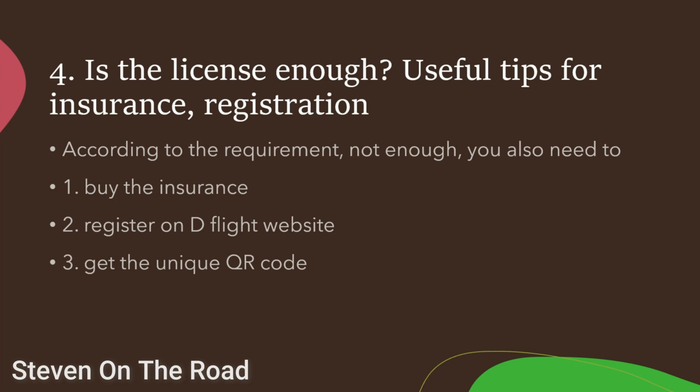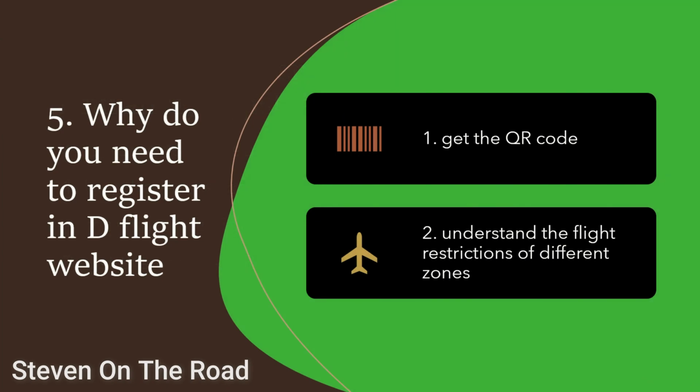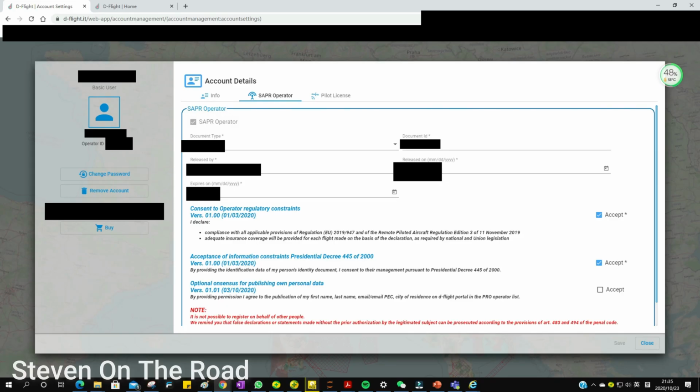Why do you need to register in D-Flight website? As I explained before, the QR code is like a certificate for your drone. Then it is also very important to understand the flight restrictions of different zones. Alright, let's take a look at the D-Flight website.